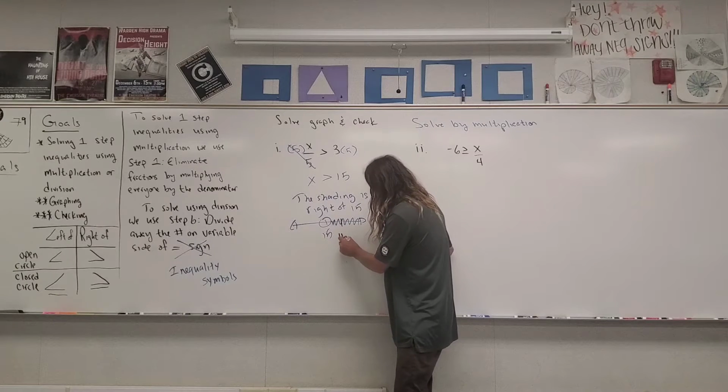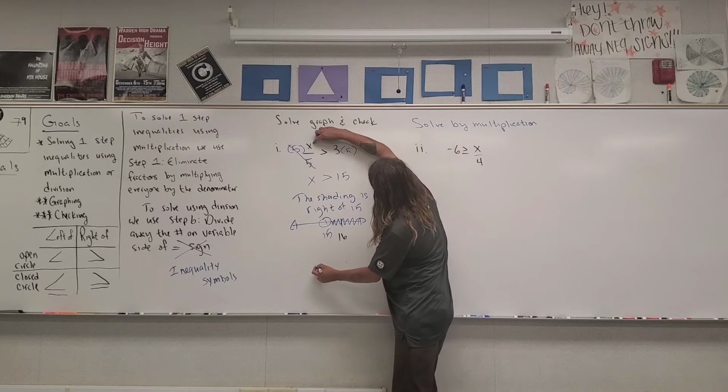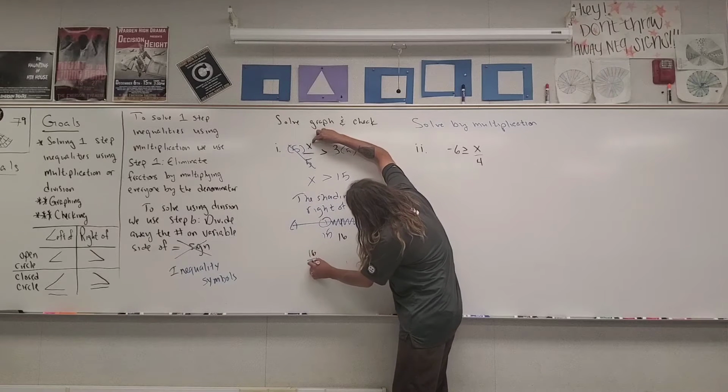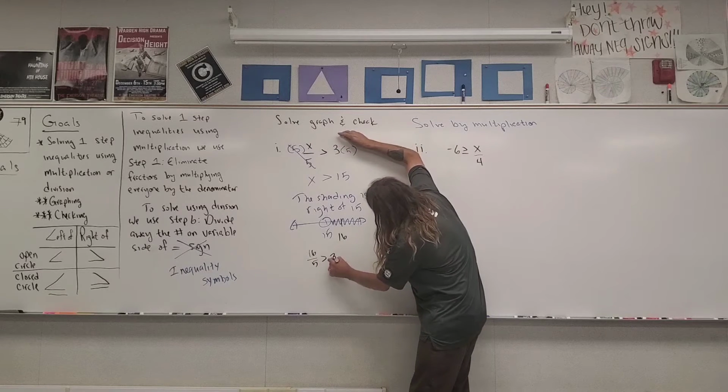So if I was to pick 16, I'm going to plug it into my original inequality, so wherever I have an x, that becomes a 16. So now I have 16 divided by 5. Is that right of 3?